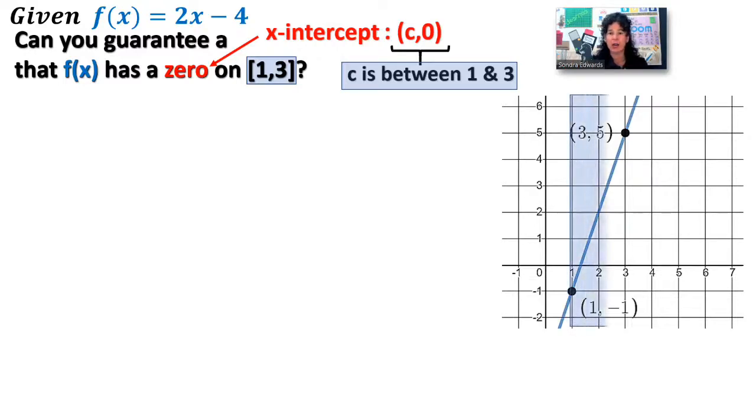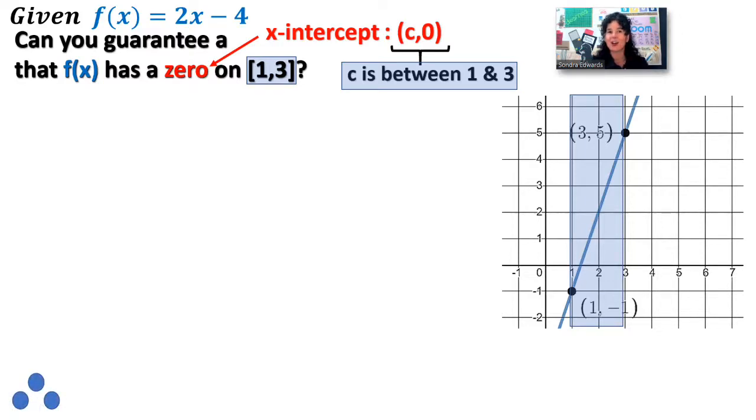Looking at the graph, that means that we are looking from 1 through 3. So we're looking at this graph from this point through this point. You can tell by just looking at the picture that clearly we are going to have an x-intercept somewhere between 1 and 3.